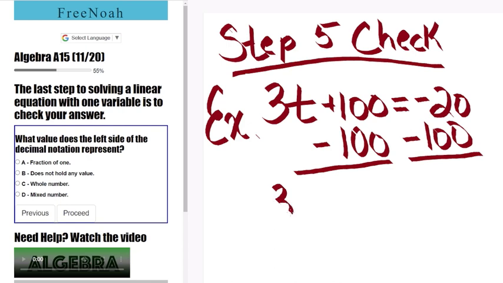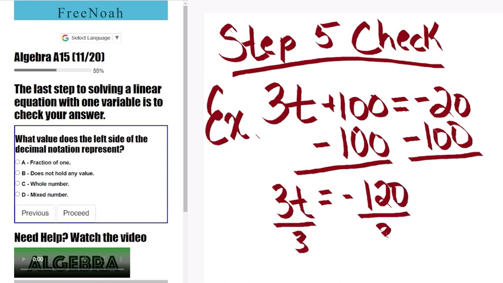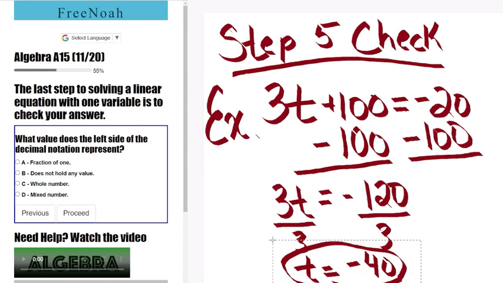Now we've isolated 3t on the left side, and we have negative 120 on the right side. Let's divide by 3 to isolate the t completely. Now we're left with t equals negative 40, because negative 120 divided by 3 gives us negative 40. Now step 5 is basically inputting negative 40 into the original equation.